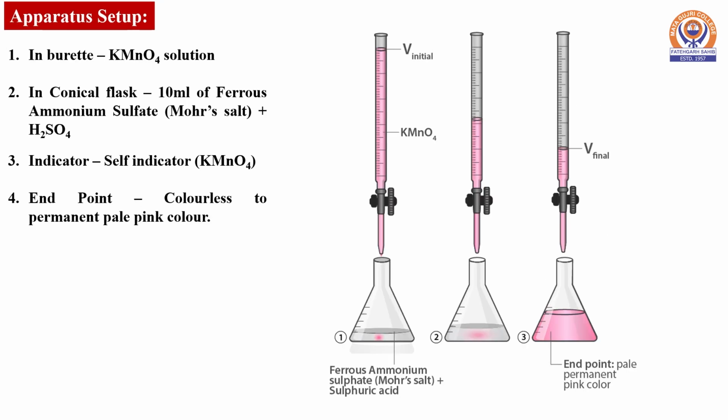The apparatus setup is: KMnO4 solution is taken in the burette, Mohr salt and sulfuric acid are taken in the conical flask. In this titration, KMnO4 acts as a self-indicator and the endpoint of the titration is the appearance of permanent pink color. This is the schematic diagram of the experimental setup during the titration.